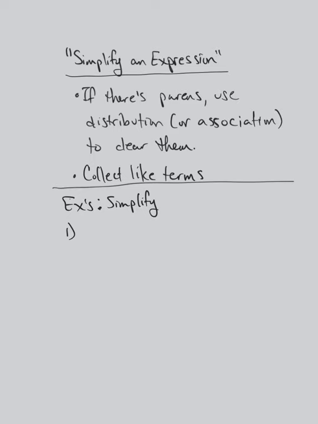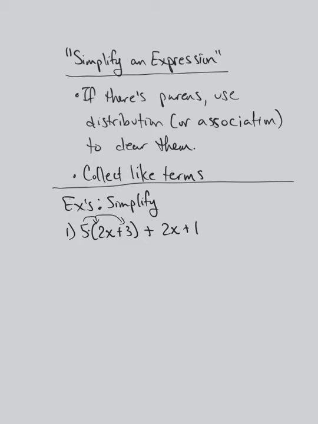So anyway, let's say I have 5 times (2x plus 3), and then I have plus (2x plus 1), like that. Notice that there are parentheses there, and so I want to distribute. Why do I need to distribute? Because I'm multiplying times a sum. So multiplication over addition. All right. So I distribute that 5 over that.